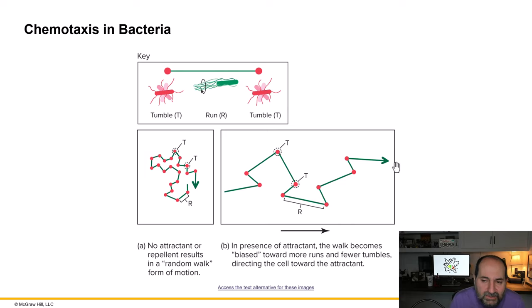They will get to the source of that sugar or that glucose, but it's a chaotic journey. There's a series of runs and tumbles, but overall, the bacterium will make their way towards that chemoattractant through positive chemotaxis.